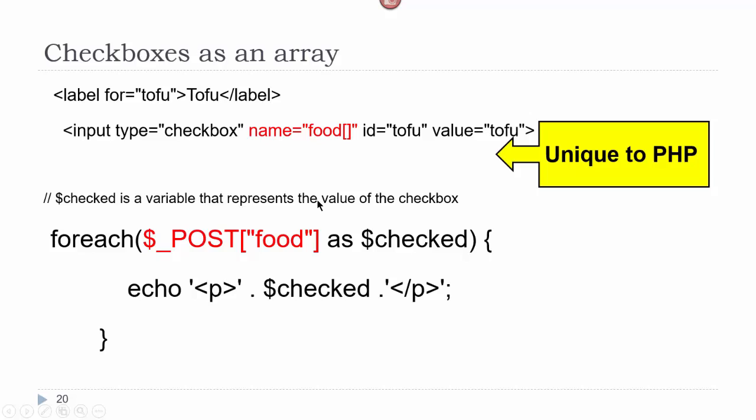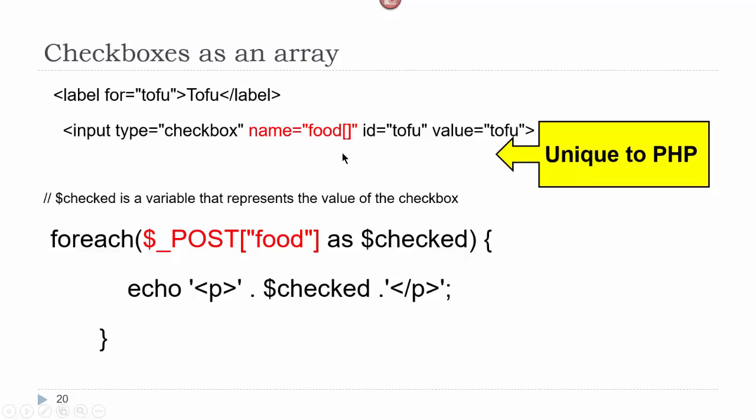I would like to point out working with checkboxes in the HTML form as an array. Rather than using the word food as a name to indicate a group of checkboxes, meaning there are more than one checkboxes sharing the same name, we can put the brackets after them in the HTML. This seems to be unique to PHP. Other languages may not do that. I'm just pointing this out.